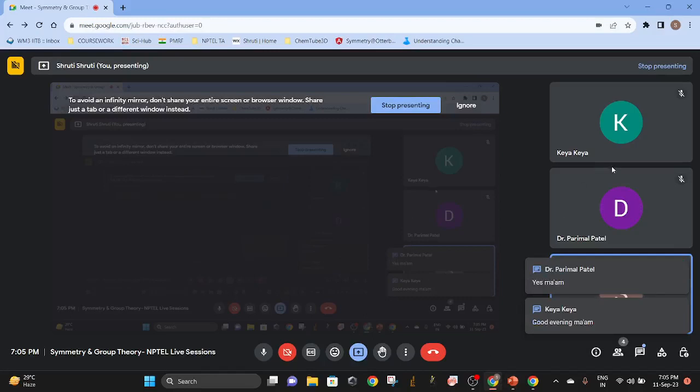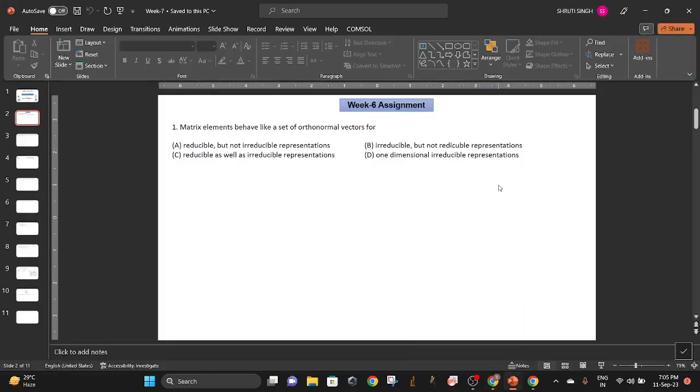Yeah, okay. So the first question says, matrix elements behave like a set of orthonormal vectors for: reducible but not irreducible representation, reducible as well as irreducible representation, irreducible but not reducible, and one-dimensional irreducible representation. This question for me itself is a little bit confusing and I'm not sure about the answer, but I feel it should be only irreducible representation but not reducible.